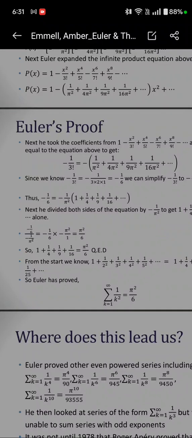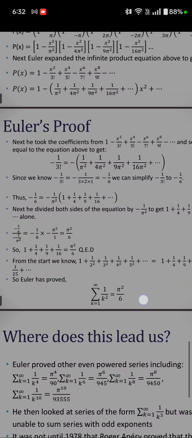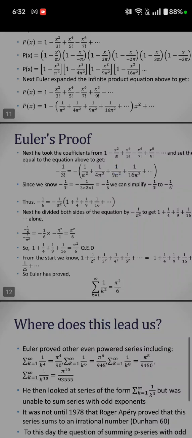And what will happen is in this series we could get 1 plus 1 upon 4 plus 1 upon 9 plus 16. This is the original series that we needed to prove. And if we send x square to the other side, it would give pi square upon 6. That is how we get this series.